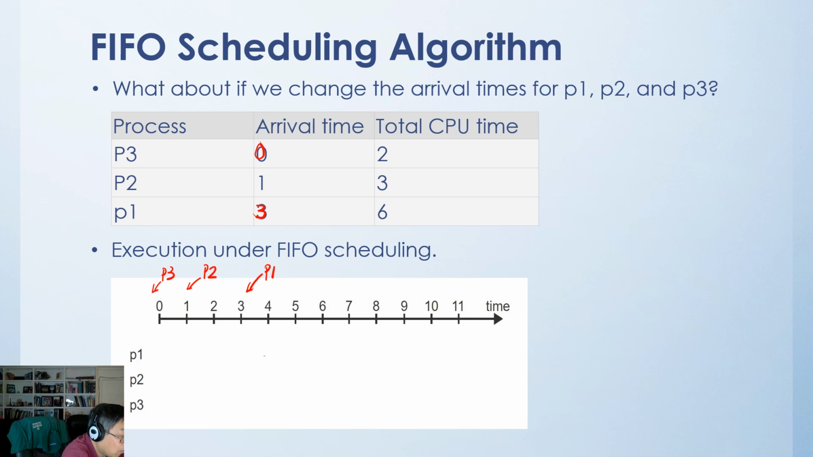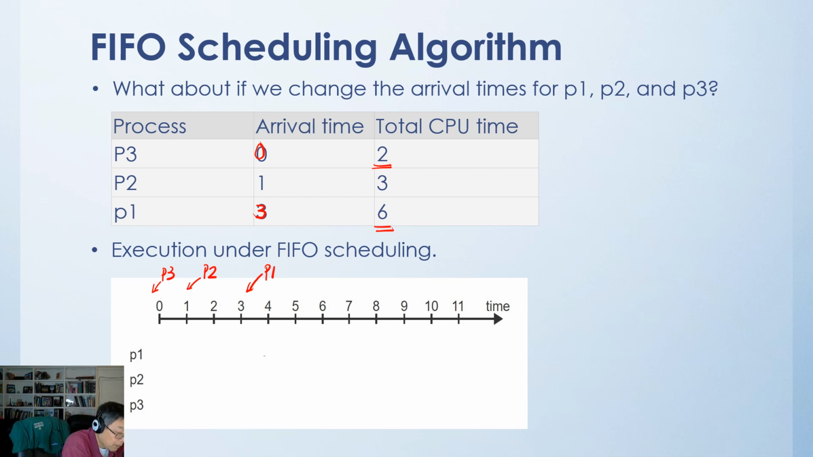Now, what difference does it make? Let's take a look. Remember, process 1 has the longest total CPU time, and process 3 has the shortest total CPU time. So now, if we let the process with the shortest CPU time arrive first, and the process with the longest total CPU time arrive last, what difference does it make? What's the performance change for the algorithm?